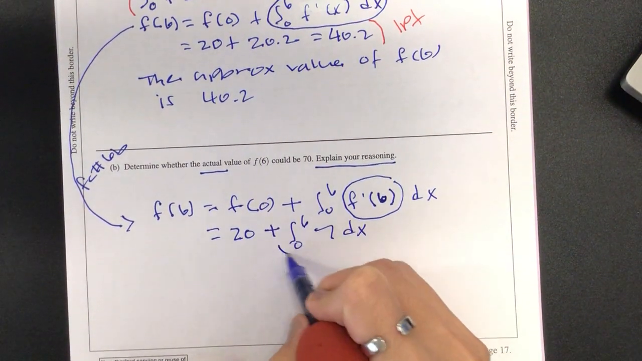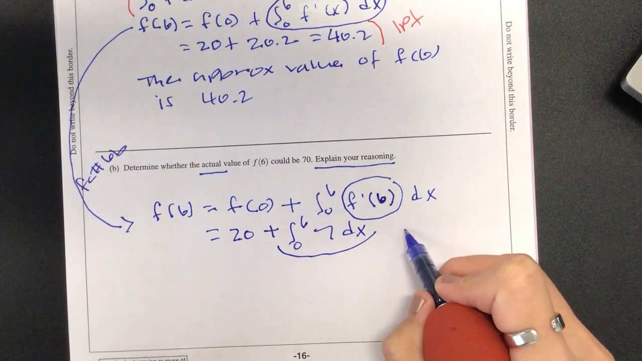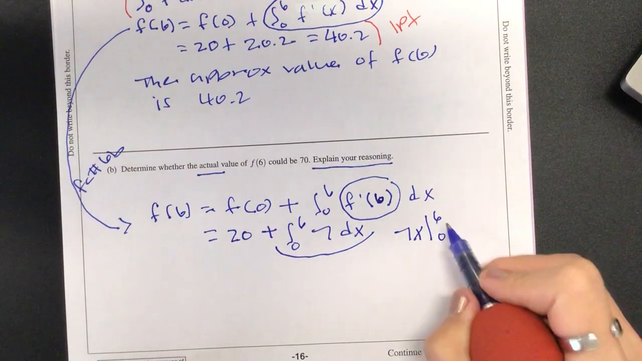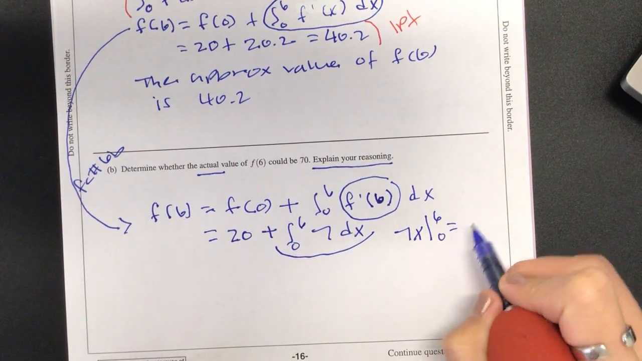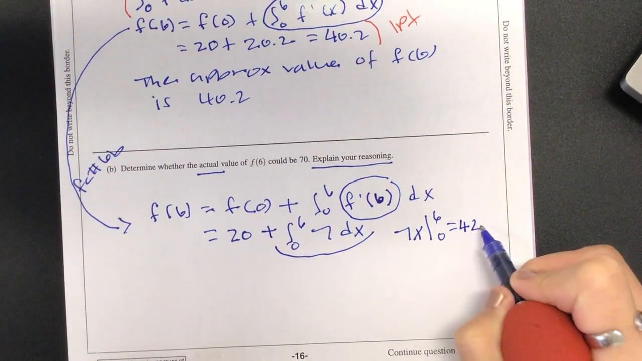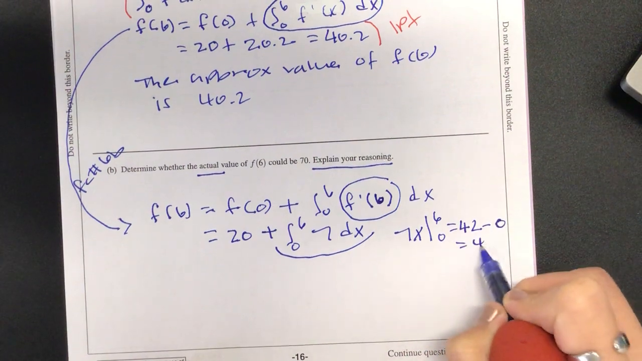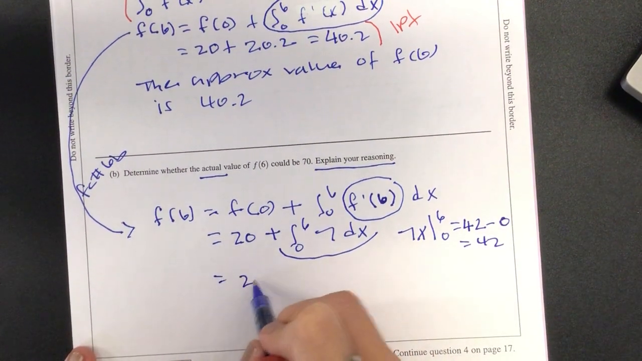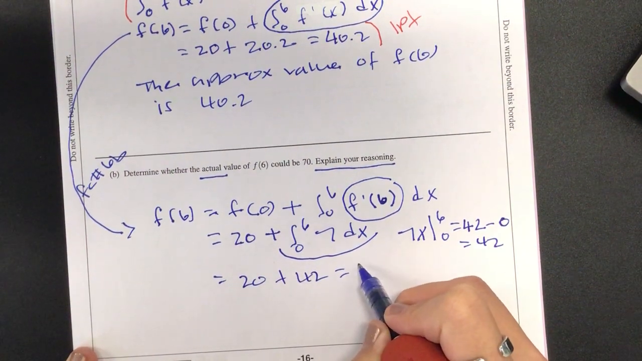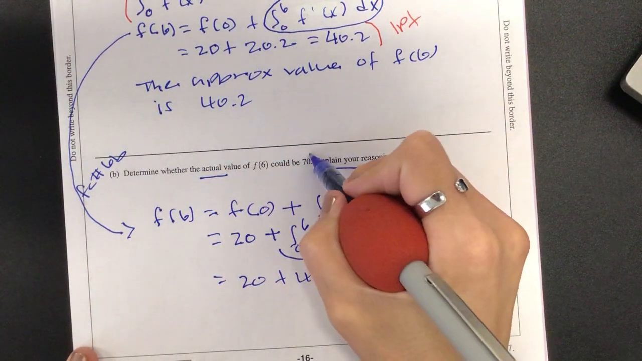And I'm going to mainly worry about this guy right here. When I integrate 7, isn't that 7x? From 6 to 0. And when I plug this in, using our substitution, that's going to give us 7 times 6, which is 42. 7 times 0 is how many? 0. So that's going to give me 42. So when I plug everything in, 20 from the original, 42, and that's going to give us how many? 62. Now it's asking us, can it be 70?